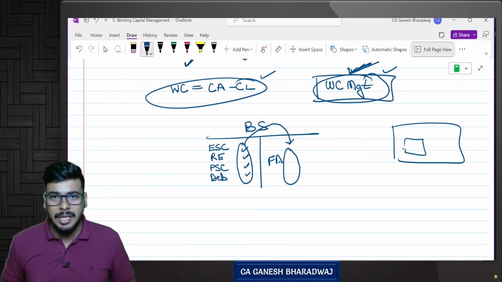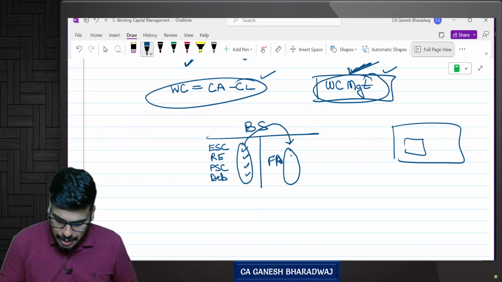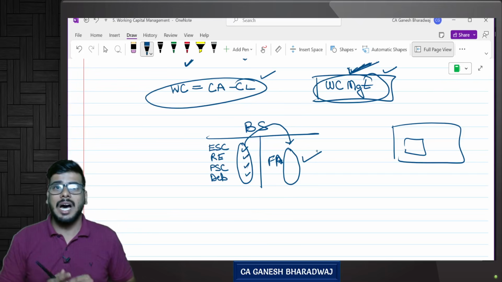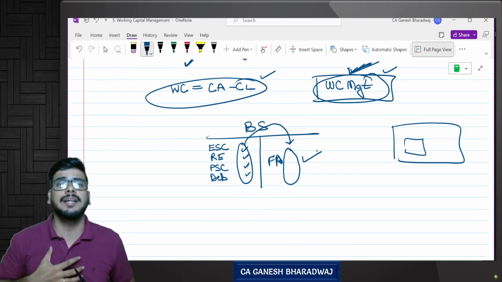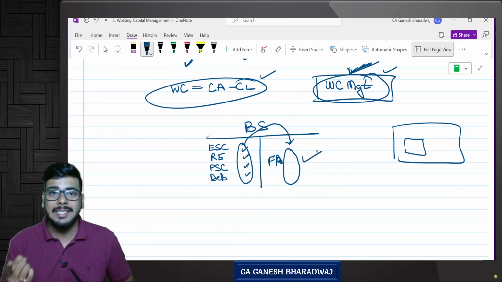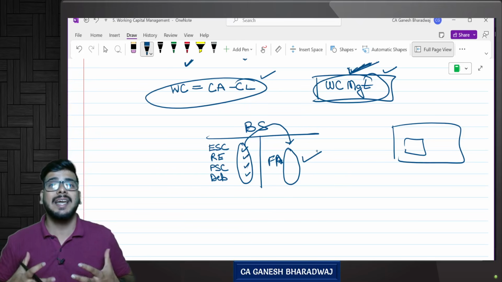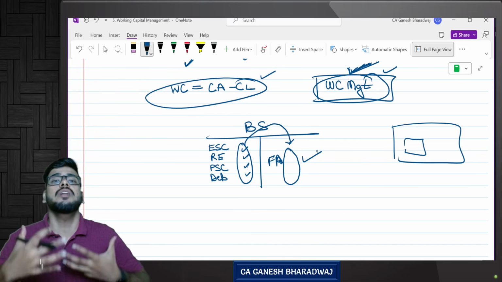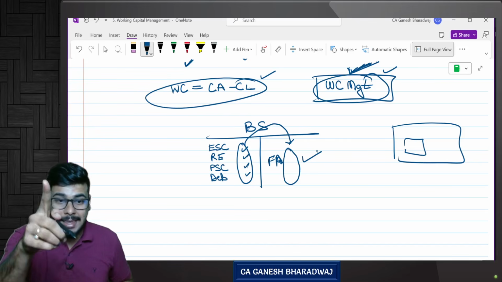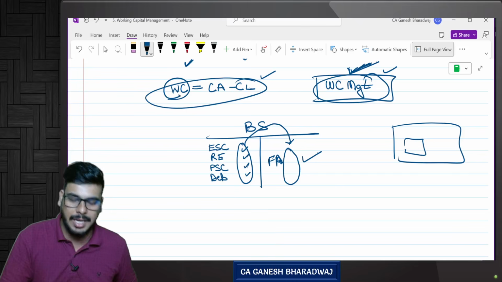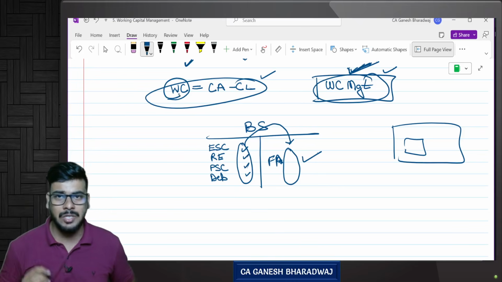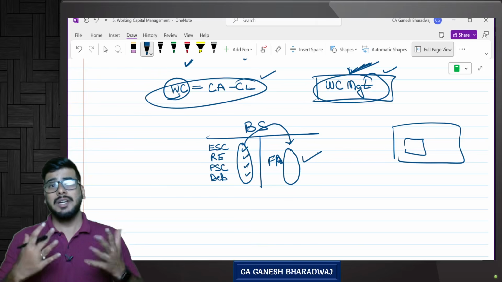Yes. So technically speaking, my fixed assets are not the only investment that goes into the business. There is also something that I actually need to run my day-to-day operations, and that is called working capital. So what is it?